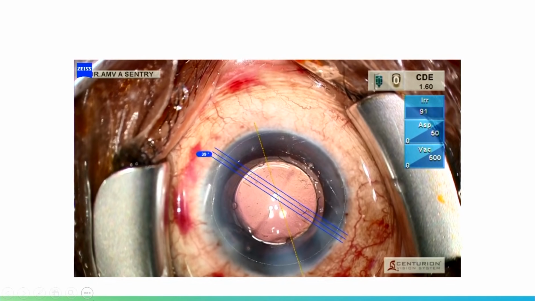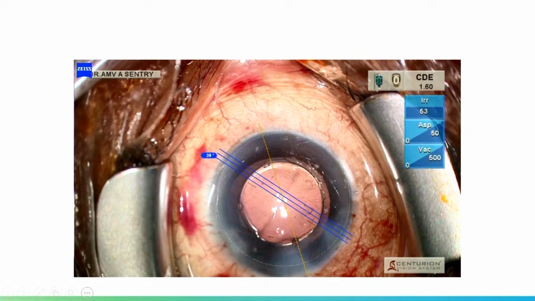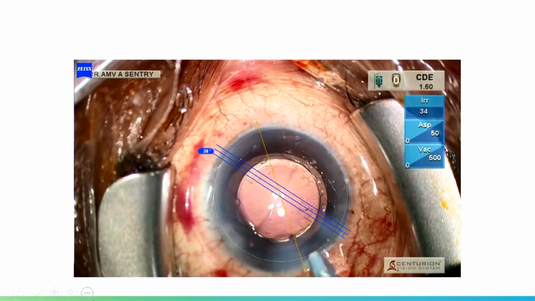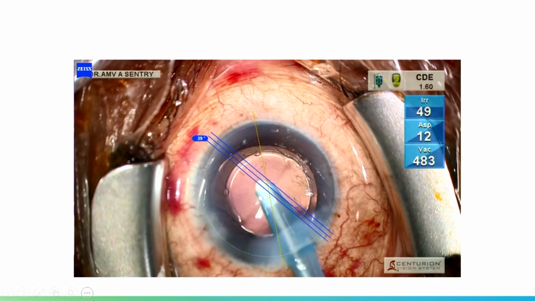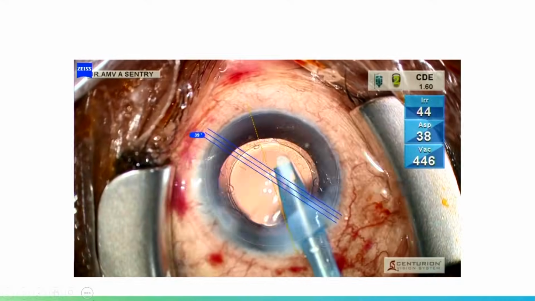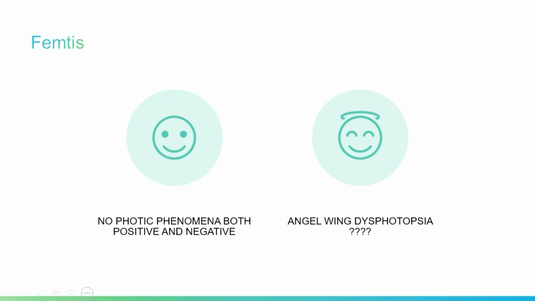So it's great. These lenses also work very well, brilliant. But a little expensive, and it also adds the cost of the femto. So fine, we'll skip that. So Femtis, the other one is Lentis, which is again a plate haptic. So that means negative dysphotopsia is probably possible. So we'll have to wait and see.